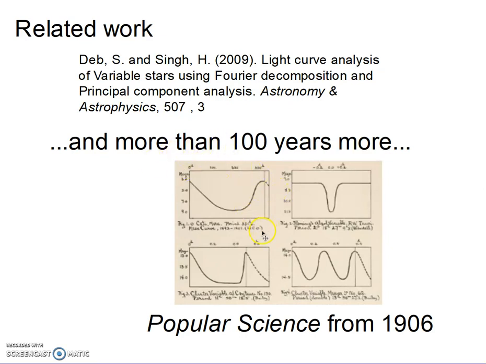But there's been research on this for more than 100 years. So, for example, here are some variable stars from Popular Science in 1906. This is an Algol star. We'll be seeing Algol stars from the LSST database in just a moment.